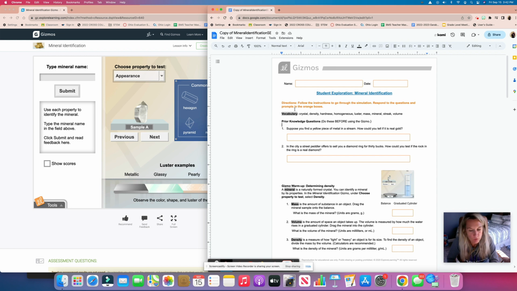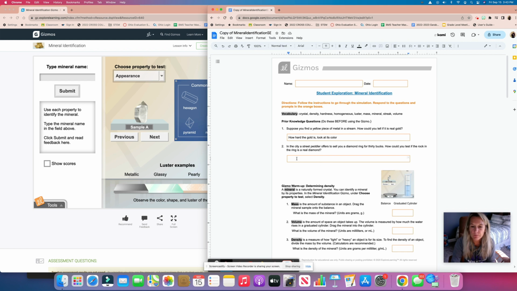Do these before the Gizmo, and this is just testing your knowledge. Suppose you find a yellow piece of metal in a stream. How could you tell if it's real gold? You could put whatever you would do there, but in class we talked about how you could test to see how hard it is, because we know that gold is a pretty soft metal. You could look at its color to see if it's gold. Does it tarnish? You could put any of those things. What would you do if you found a piece of metal in a street?